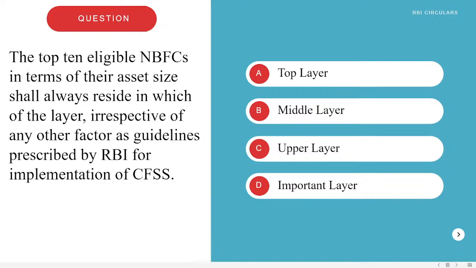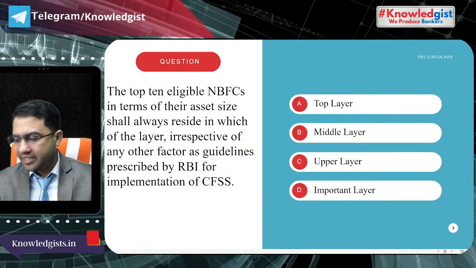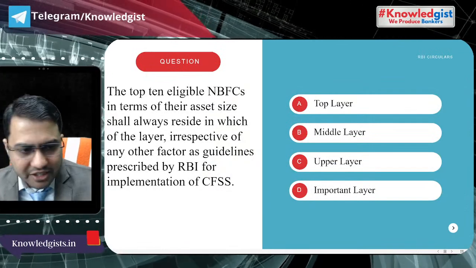The top 10 eligible NBFCs in terms of their asset size shall always reside in which layer? The top 10 NBFCs will stay in which layer? It's damn easy.